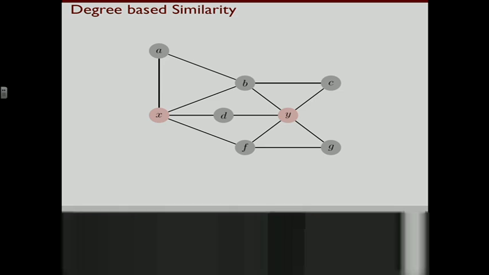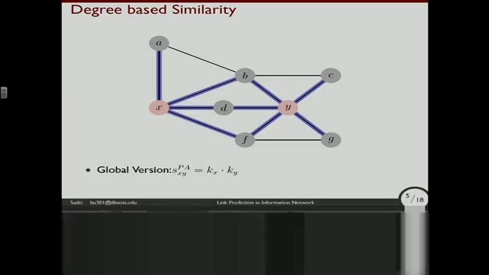Another approach is degree-based similarities. The basic idea is that a node with more connections to others should be more similar to other nodes. One naive version is just to take the product of the two nodes' degrees. So in this graph, you just take 4 times 5 to get the similarity. This assumption means that the hubs may have higher similarity than the nodes without many connections.